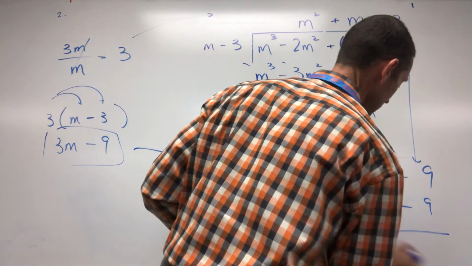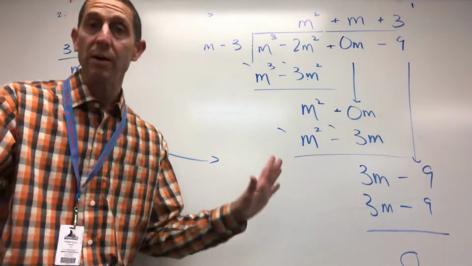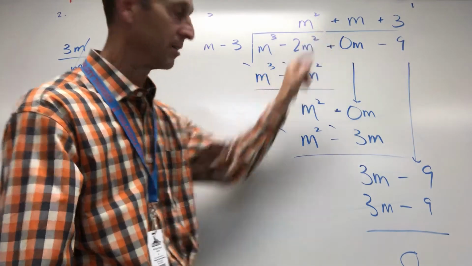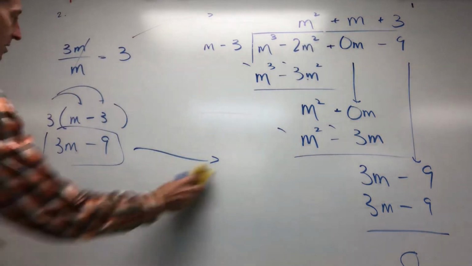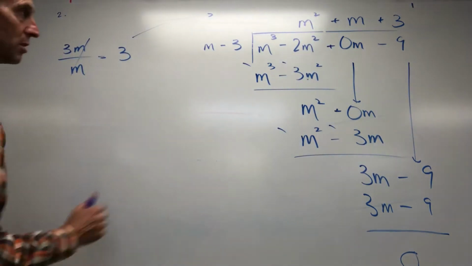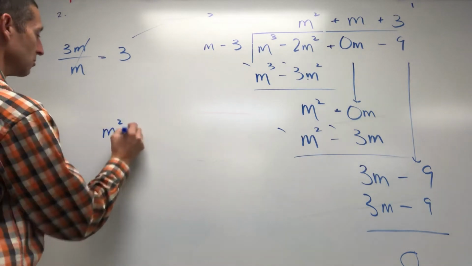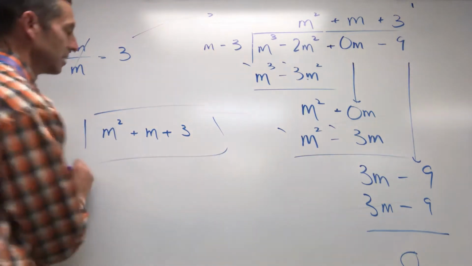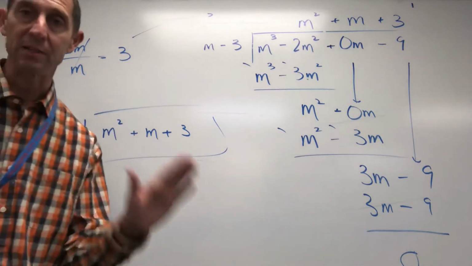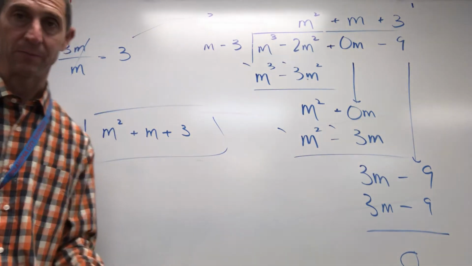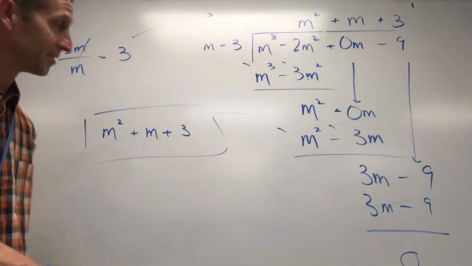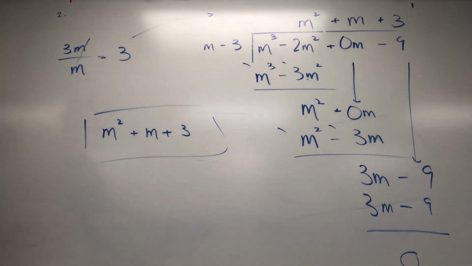3m minus 9, that one canceled. So we don't have to write the fancy remainder on this. Looks like this guy right here, that's going to be our answer. So on this one, remainder is 0, we're okay. m squared plus m plus 3. So that's going to suffice for our final answer. So there's your first of the nasty ones. We got a couple more left. Let's run another one.